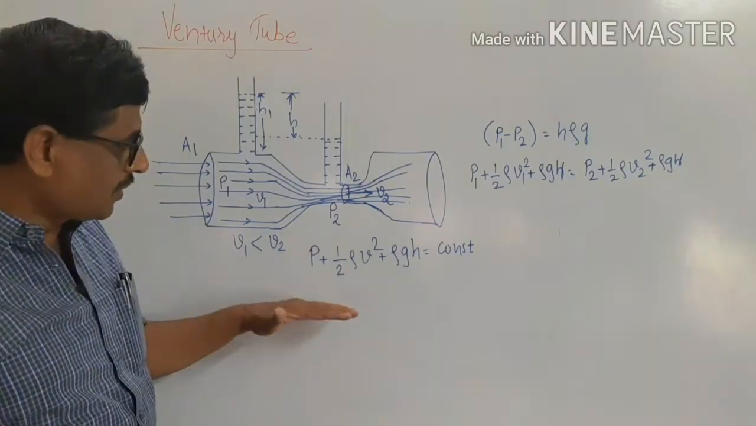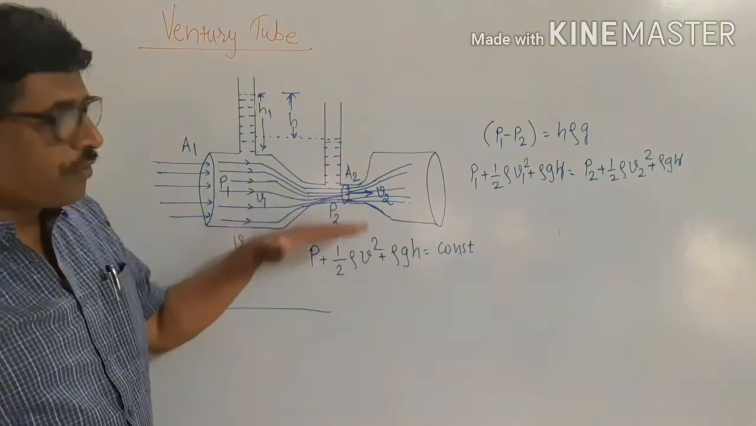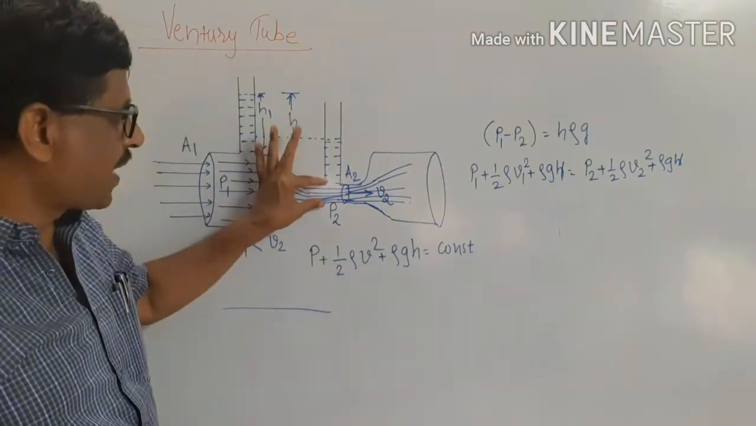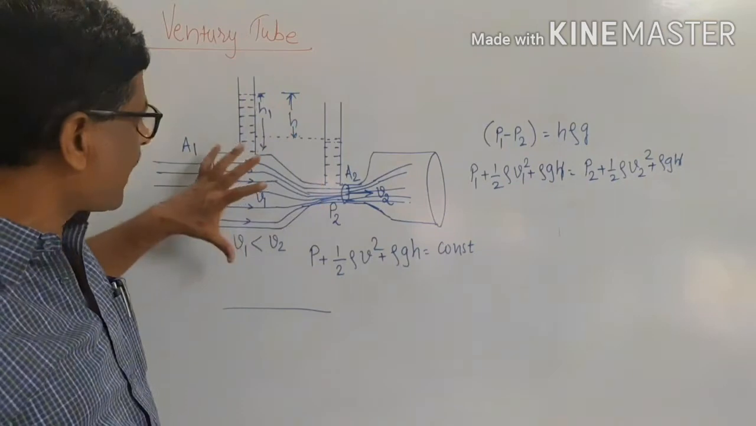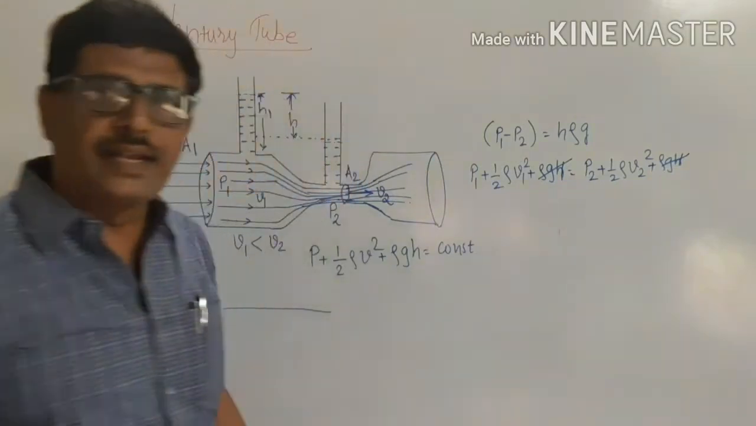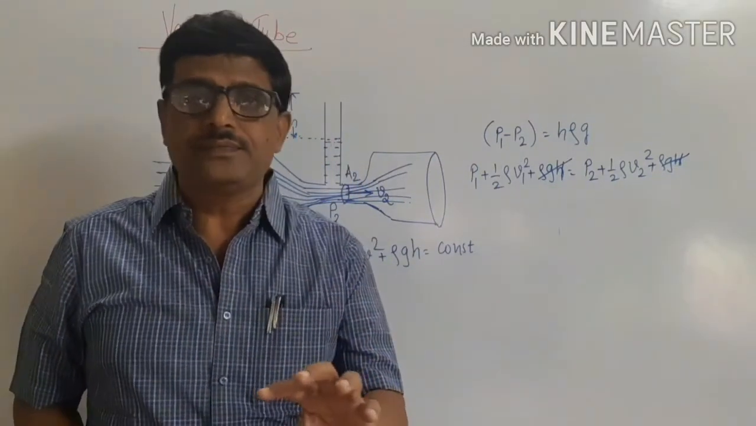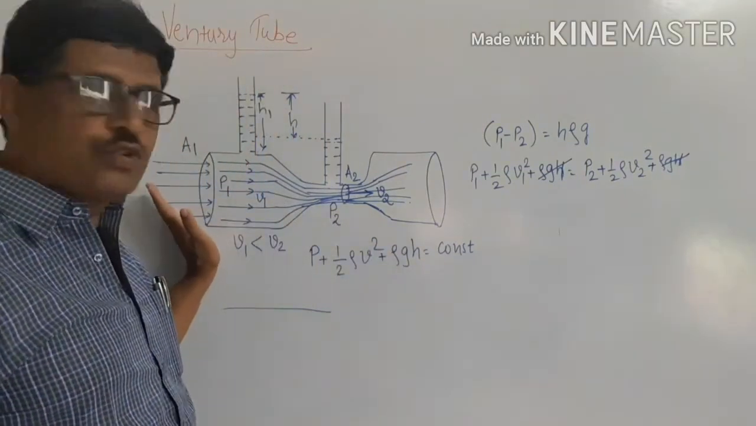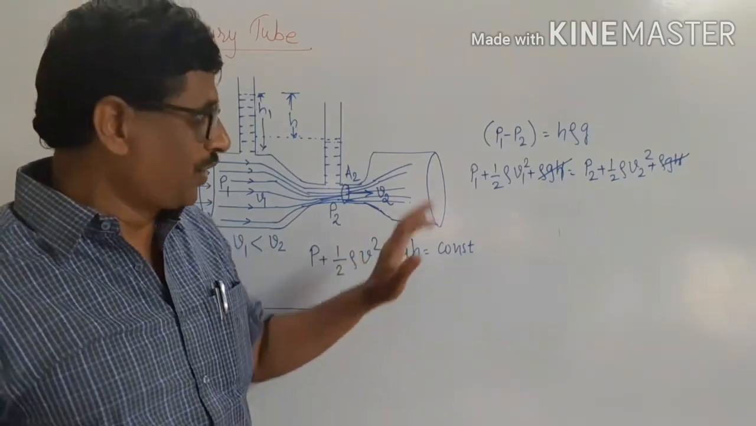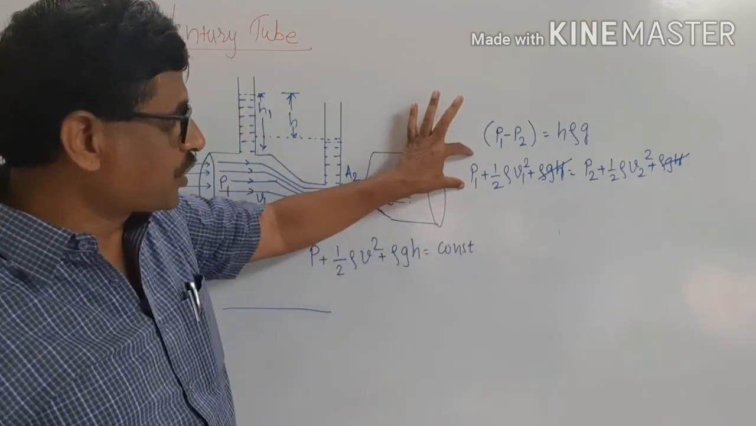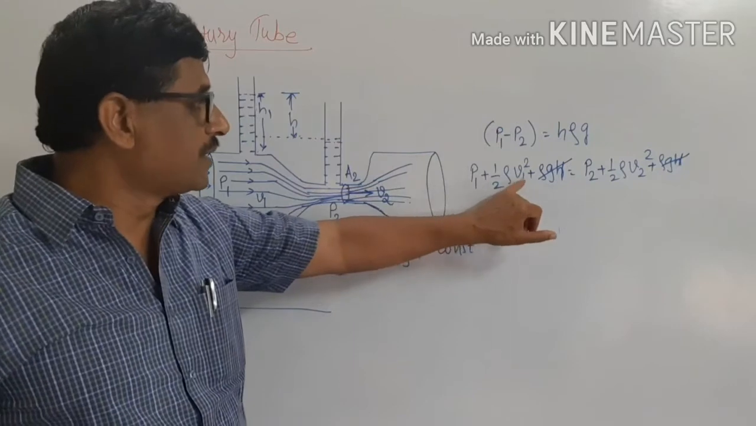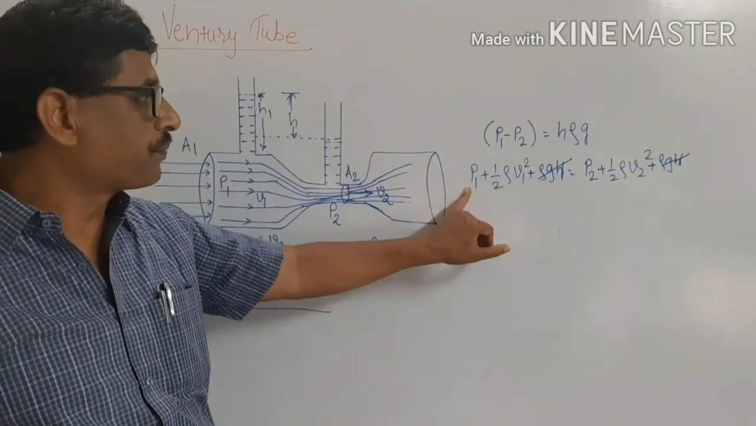Capital H is the distance of this Venturi tube from the reference level, from the earth level, and it will be approximately the same for the narrower part and the wider part. Therefore, rho into g into H will be the same. It means that there is no change of potential energy when the fluid moves from the wider part to the narrower part of the tube. The only thing is there is a change of pressure energy and kinetic energy per unit volume. With increase in velocity, there is decrease of pressure.